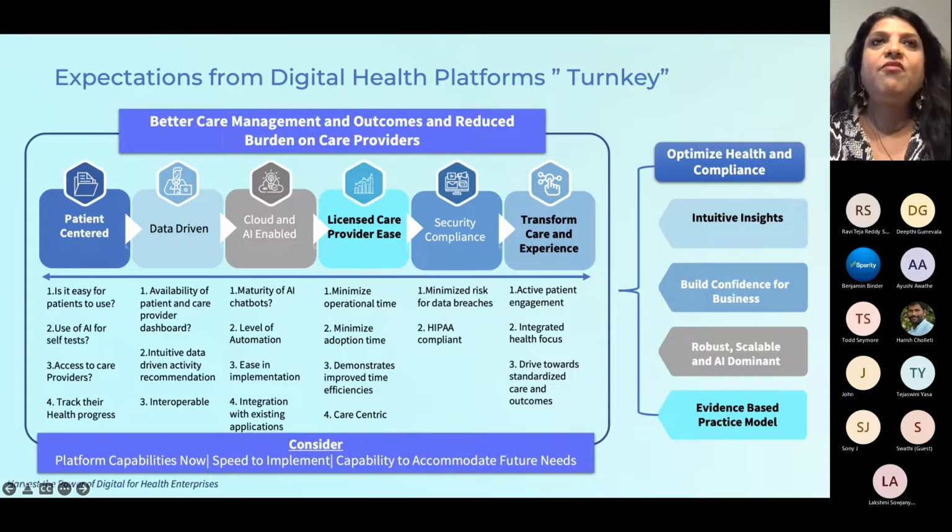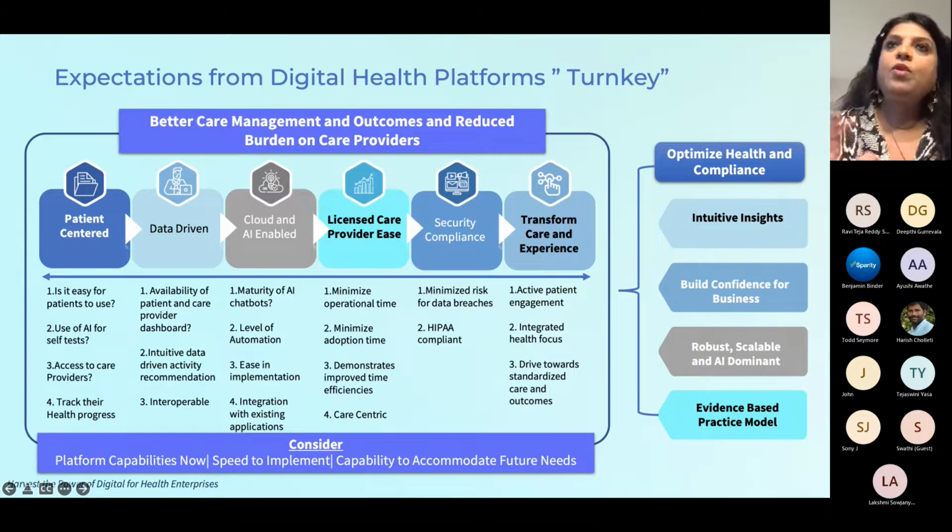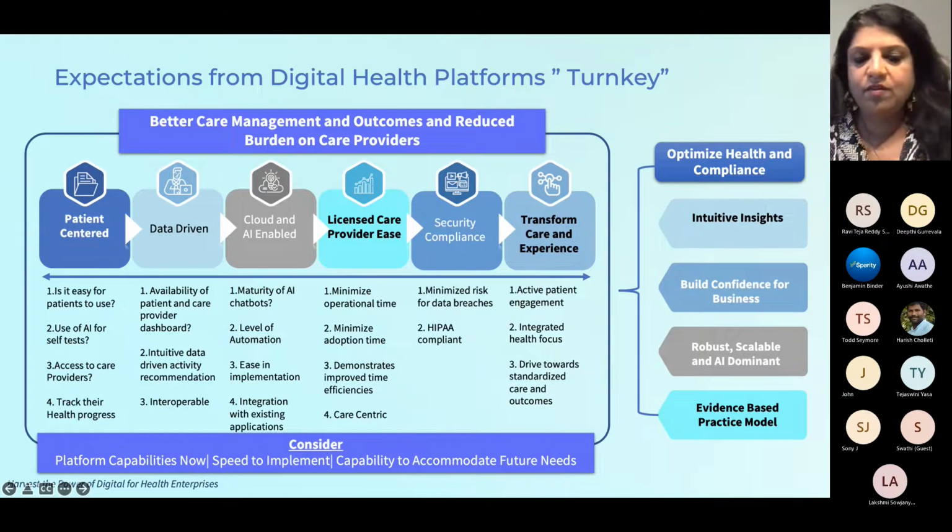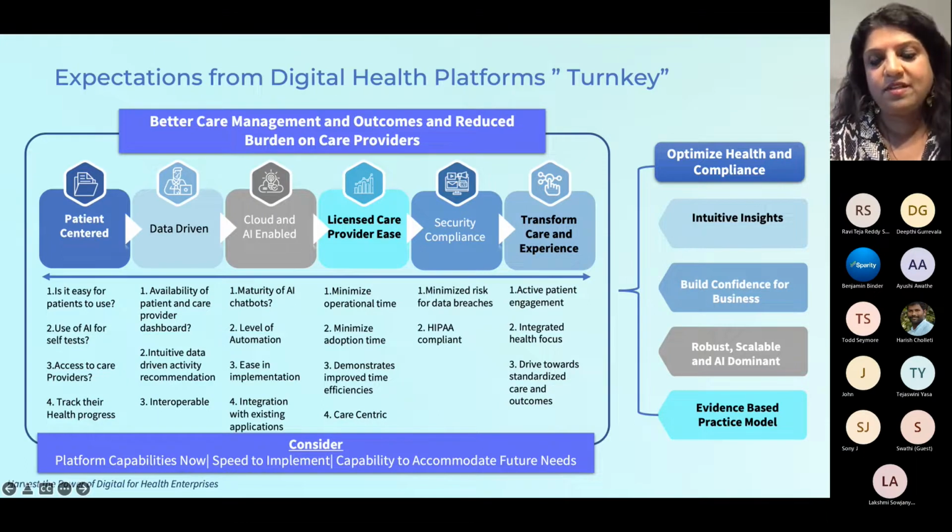What does the platform give now? And don't expect everything now. Some of it will be there, some of it will not be there. What does it give now? Is it enough for you to get started? What will they bring in the future? Is it aligned with where you want to go in the future and the speed to implement?